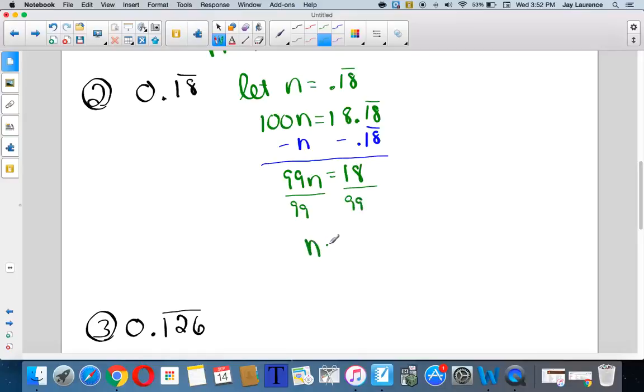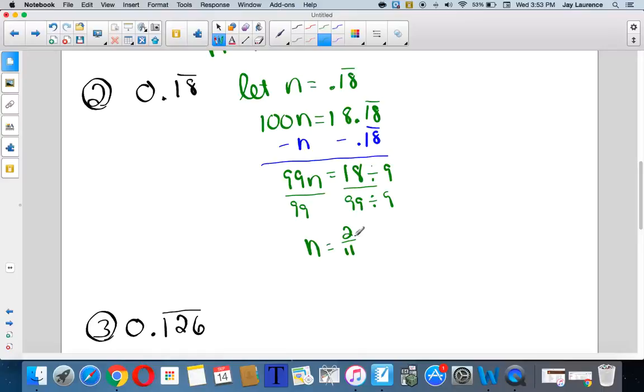All right, so n is going to equal, let me see, I can simplify that. I'm going to divide by 9 and divide by 9, and I believe I'm going to get 2/11ths. 2/11ths is the same as 18/100ths repeating. You don't believe me? Pull out your calculator and divide 2 by 11.